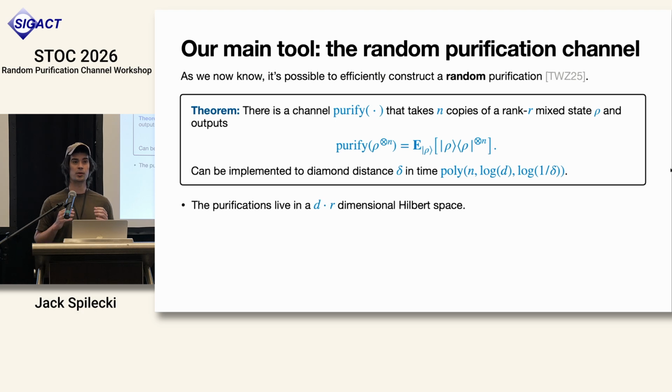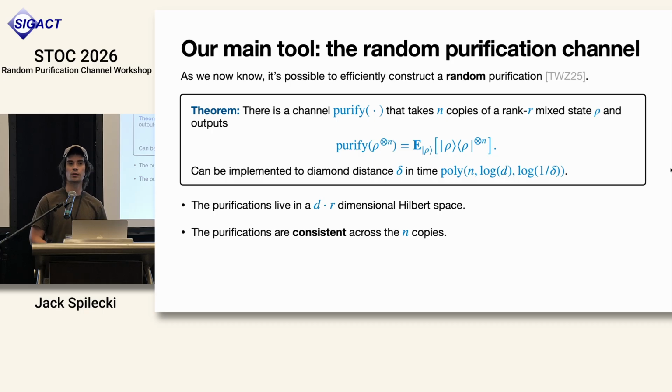I just want to particularly emphasize two features. The purifications live in a larger Hilbert space, of course. If you're purifying rank R states, they live in a d times r dimensional Hilbert space. And the other thing I want to emphasize is that the purifications are consistent across the n copies. So I'm not giving you n independently drawn random purifications. The purifications are all the same. And this will be really important for our tomography.